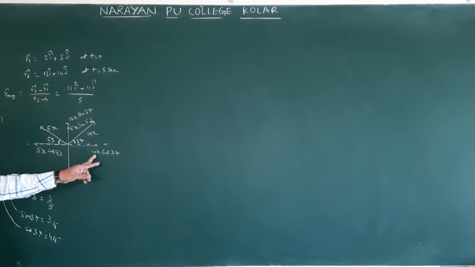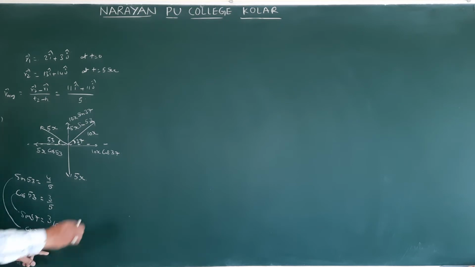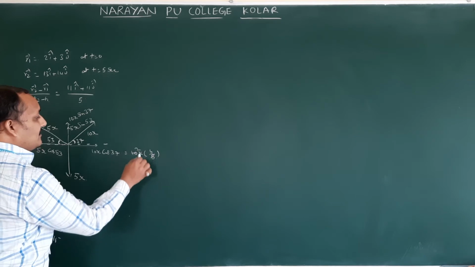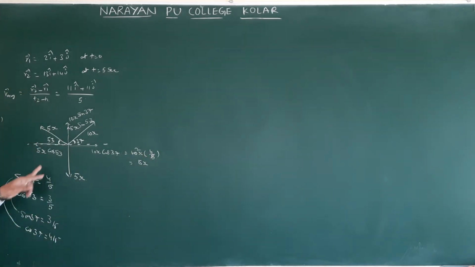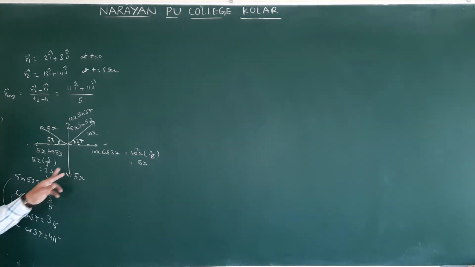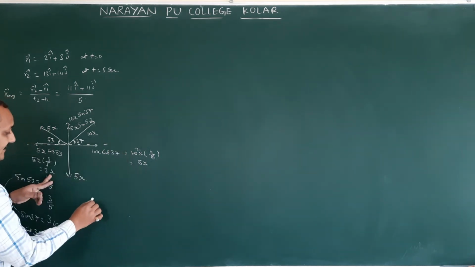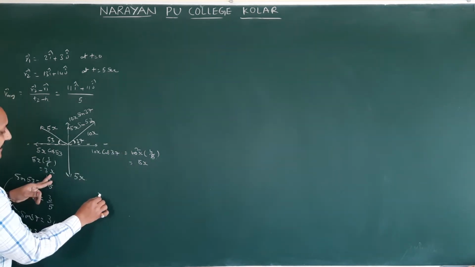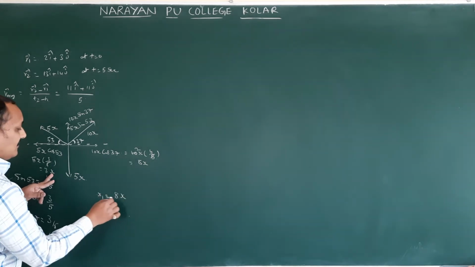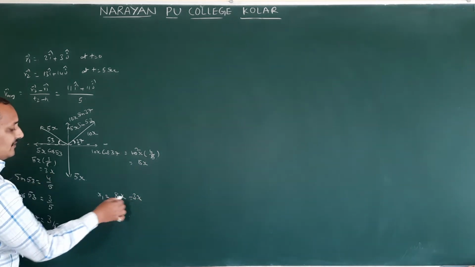Okay, so now along x-axis you can take 10x cos 37. Cos 37 value how much? Cos 37 is 4 by 5. 10x into 4 by 5, so 2 times 4 is 8x. Cos 53 is 3 by 5. 5x into 3 by 5, so how much are you getting? 3x. So along x-axis how much you got? 8x minus 3x. So x1 is equal to 8x minus 3x, that is 5x.